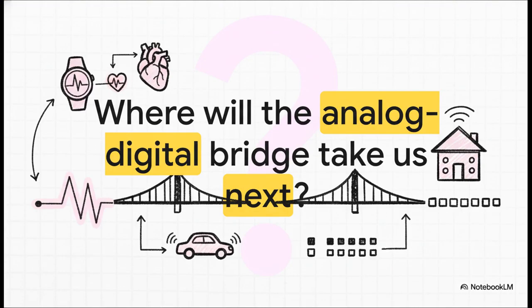And that kind of leaves us with one last thing to think about. This bridge between analog and digital, it's already everywhere. It's in the smartwatch tracking your heartbeat, the sensors in your car, the smart devices in your home. So as this technology gets even faster, even more precise, where else is this bridge going to take us? What new pieces of our physical world are we going to bring over into the digital realm next?